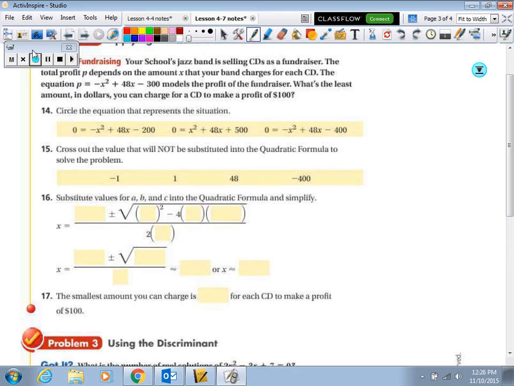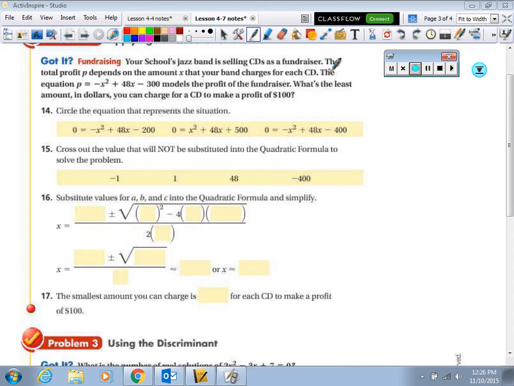Okay, so I'm going to move this over here so you can see the whole question. Your school's jazz band is selling CDs as a fundraiser. The total profit P depends on the amount x that your band charges for each CD. So here's the equation that models the profit. What's the least amount in dollars you can charge for a CD to make a profit of $100? So, which one represents the situation?